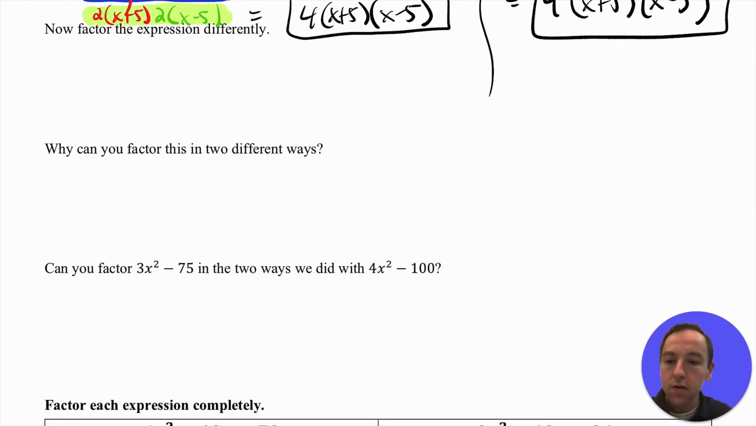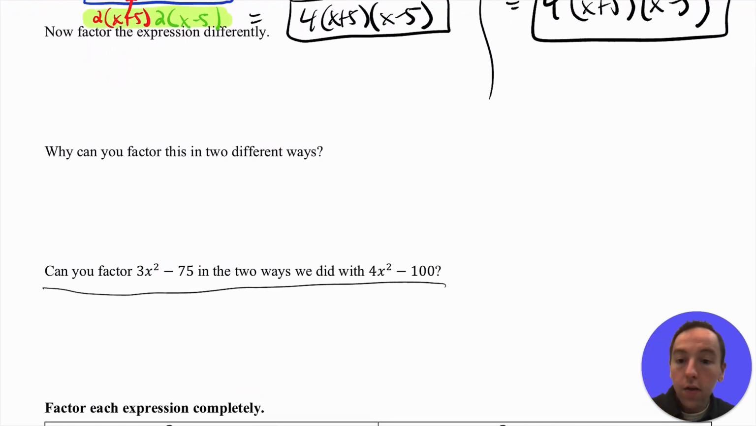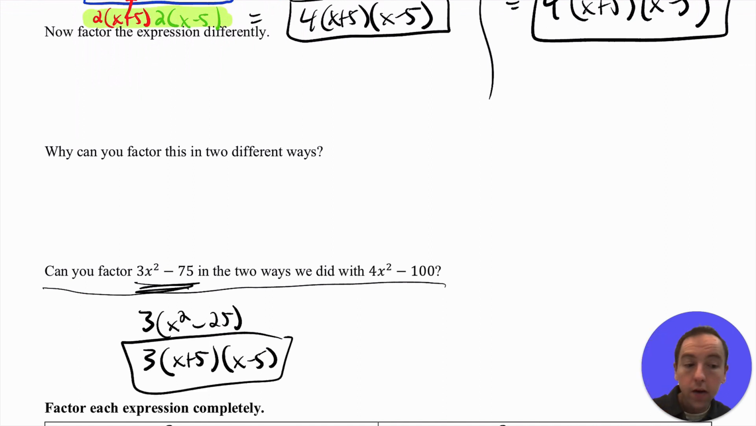So then I want to jump down to here and consider if we have 3x squared minus 75 and think about, okay, could we factor something like that in the two different ways that we did with the 4x squared minus 100? First of all, factoring out the GCF first, maybe. You can take out a 3 and then end up with x squared minus 25. And then the x squared minus 25 breaks down in the same way that we just did. So it ends up factoring all the way down to there once we get it completely factored.